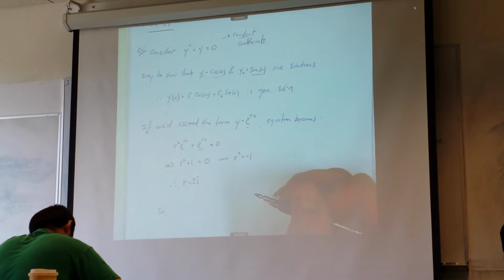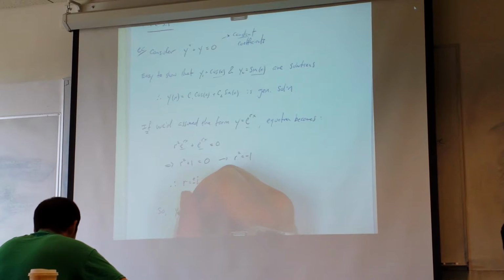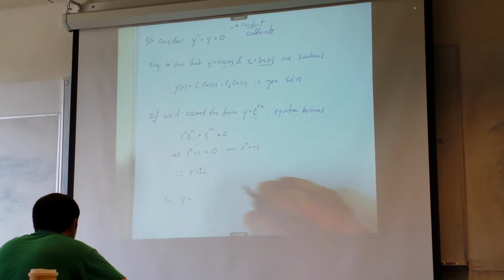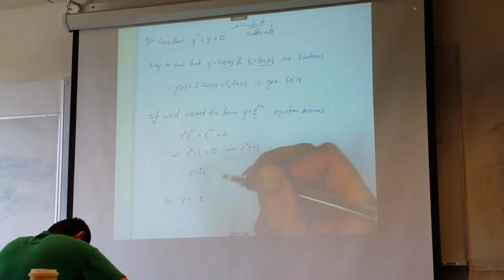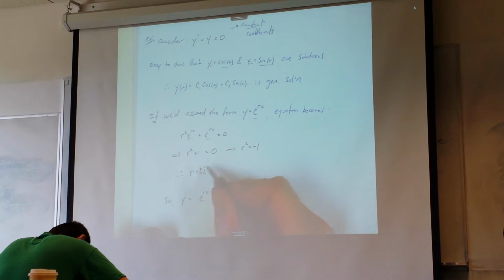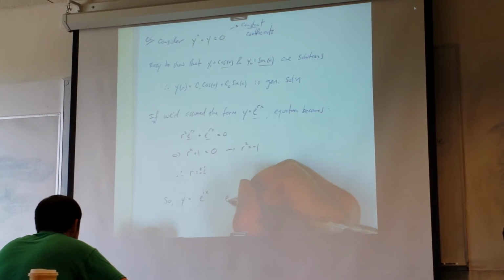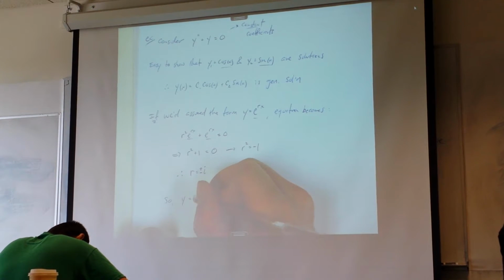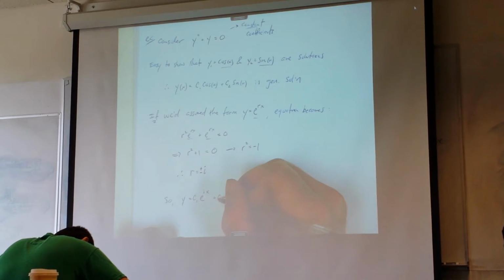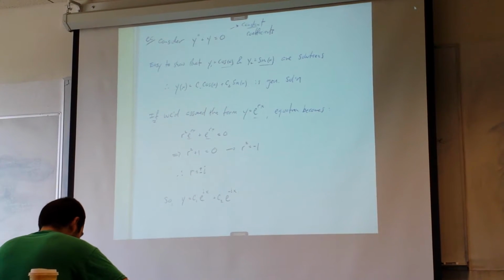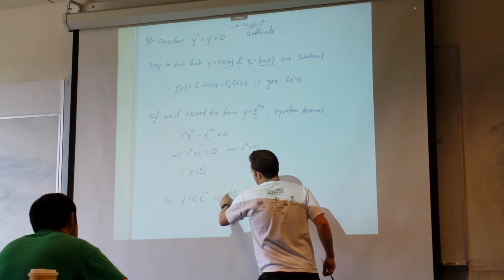So we would take our functions to be of the form y equals, well, it was e to the rx, so it would be e to the ix. That was my first solution, r equals i. Or e to the negative ix, and any linear combination. So at this point you're dealing with imaginary powers of e.